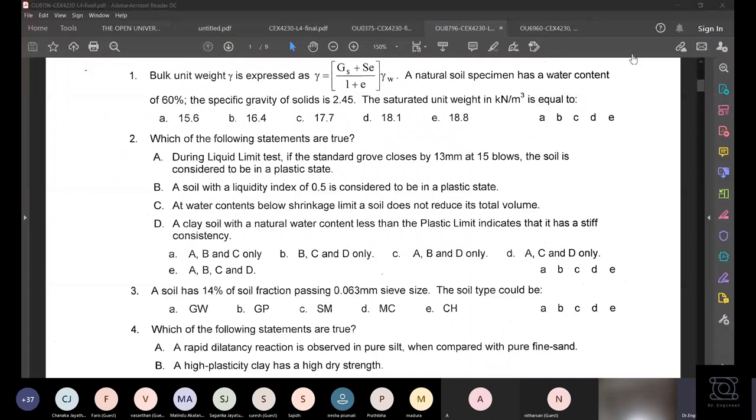So statement D states that at a water content less than plastic limit, the soil has a stiff consistency. Yes. So if water content is less than plastic limit, the consistency is getting thicker and thicker. So it has a stiff consistency. That is also true. So answer is B.